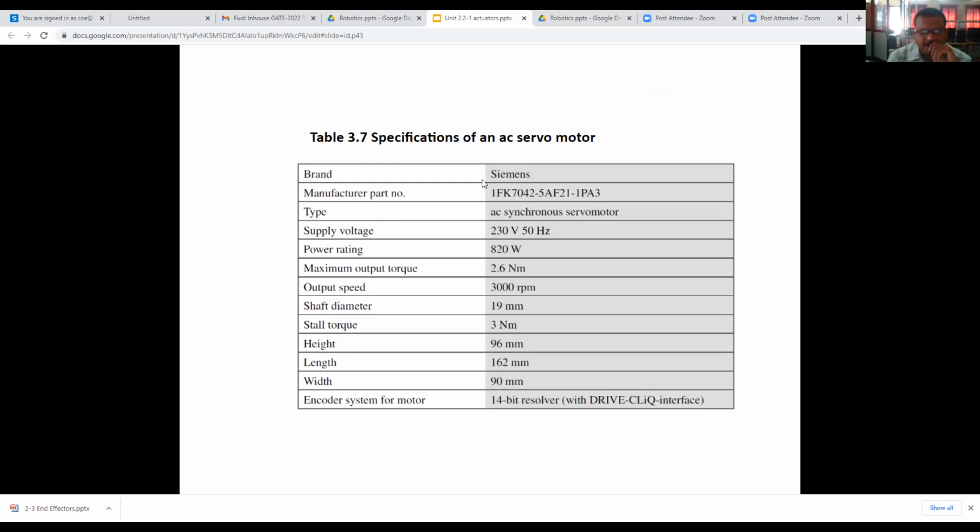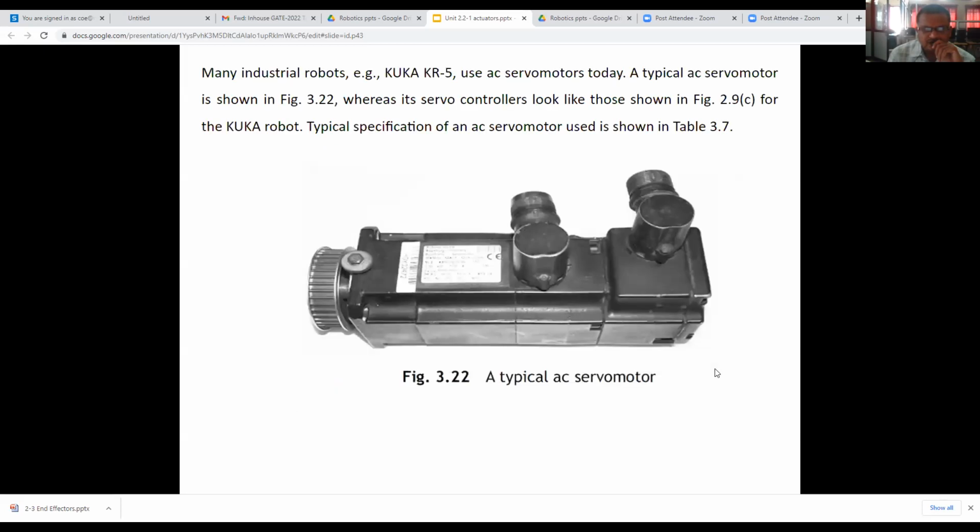Specifications of an AC servo motor: brand Siemens, manufacturer part number 1FK7042-5AF21-1PA3, type AC synchronous servo motor, supply voltage 230 volt 50 Hz, power rating 820 watt, maximum output torque 2.6 Newton meter, output speed 3000 rpm, shaft diameter 19 mm, stall torque, stall means steady, 3 Newton meter, height 96 mm, length 162 mm, width 90 mm, encoder system for motor, 14-bit resolver with DRIVE-CLiQ interface. Therefore, this is the AC servo motor. We will see now the video.